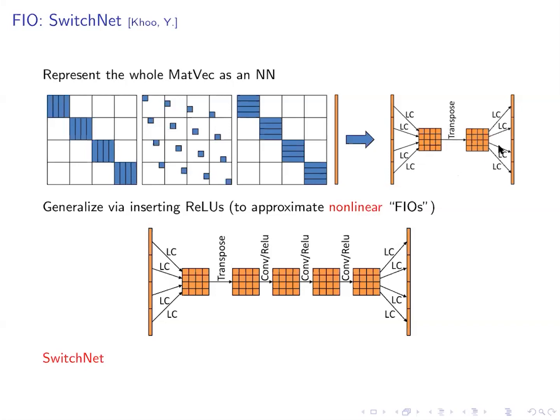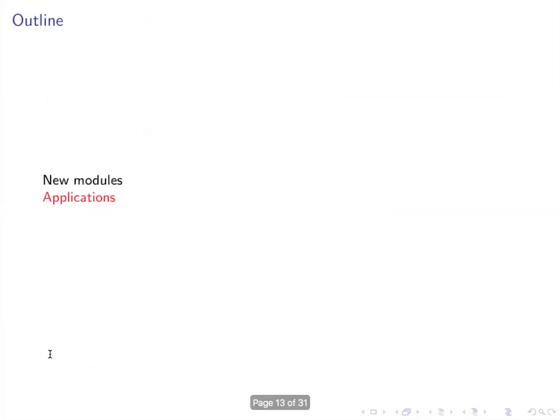Okay. Now, this is really the neural network architecture for this so-called switch butterfly factorization. In order to make it more flexible to handle nonlinear operations, we just introduce a few more layers like all neural network people do, and also include the ReLU functions to inject nonlinearity. So this is something we call SwitchNet. Okay, so this is the first part of the talk.